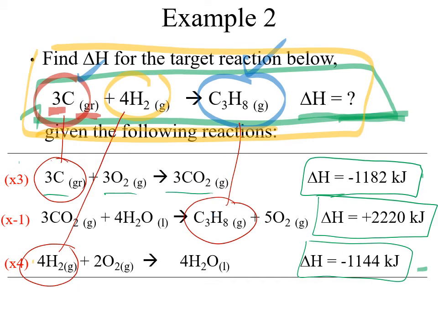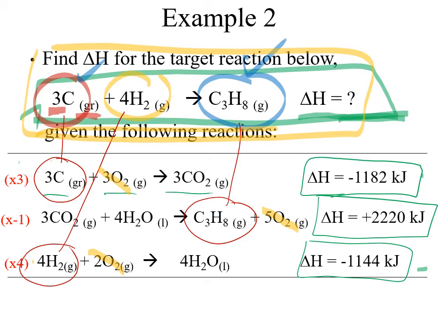On the left-hand side, I've got 3 oxygens and 2 oxygens. So that's a total of 5 oxygen molecules on the left-hand side. And that'll cancel out with 5 oxygen molecules on the right-hand side. Now, they have to be the exact same thing. So an oxygen molecule wouldn't cancel out with 2 oxygen radicals. They have to be exactly the same thing.